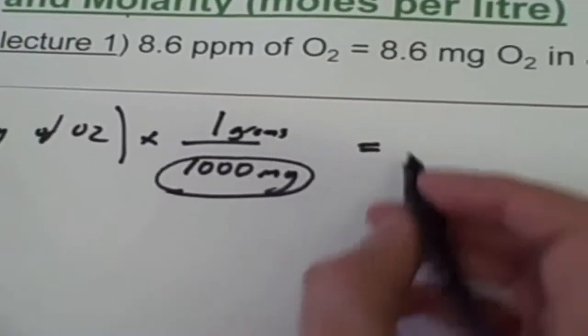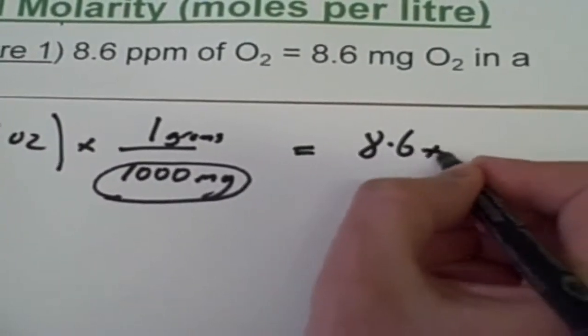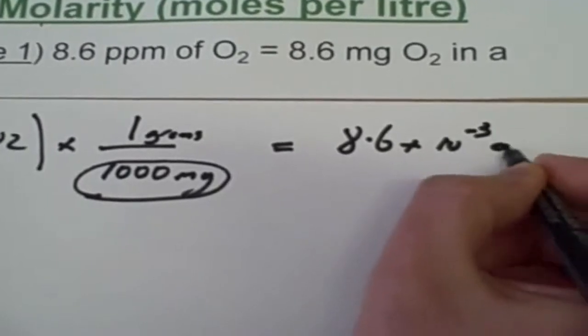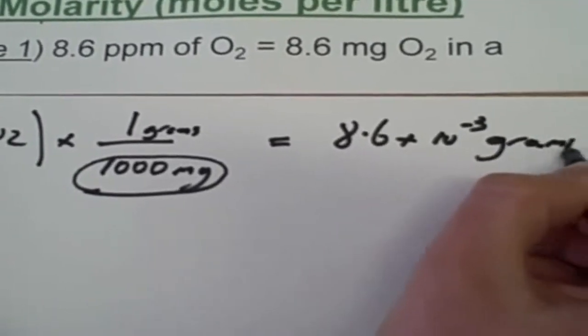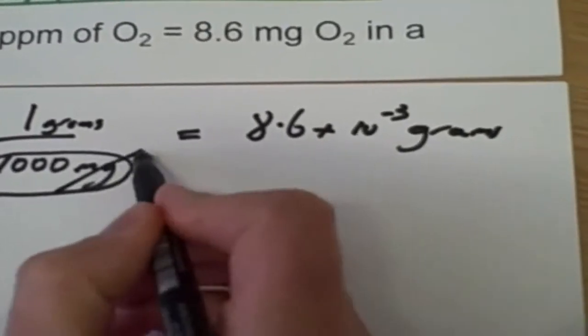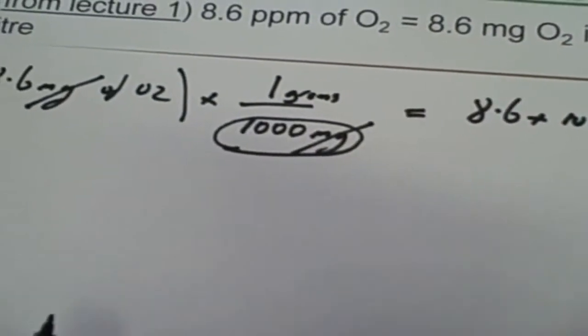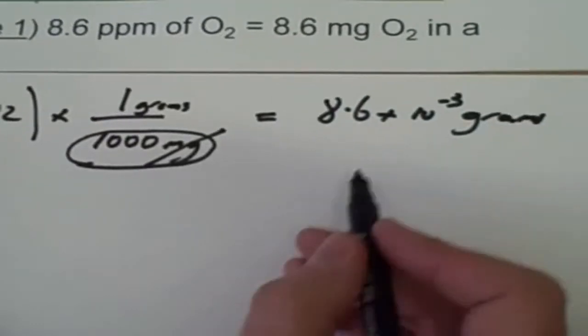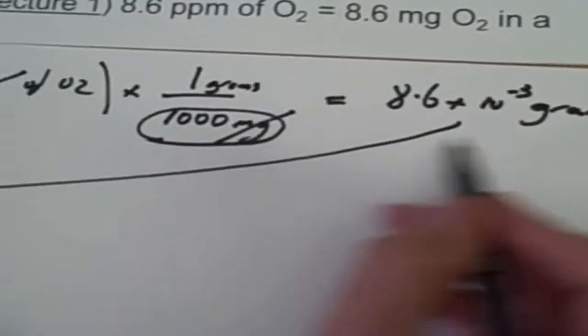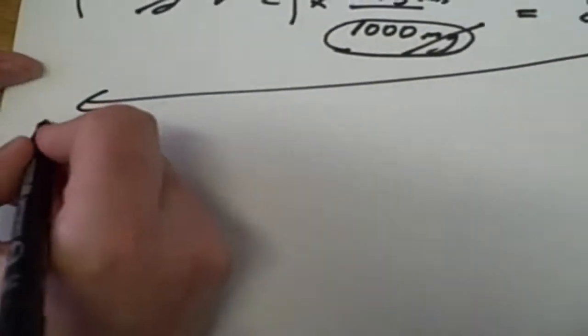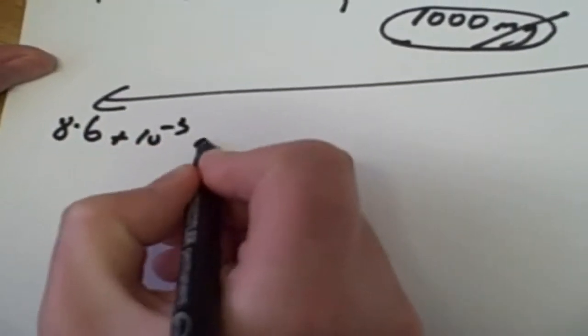So if I do that, I get 8.6 times 10 to the minus 3 grams. The thing to bear in mind here is that the milligram terms will cancel each other out, and our answer will of course be in grams. Now what I want to do is convert grams into moles. So 8.6 times 10 to the minus 3 grams.